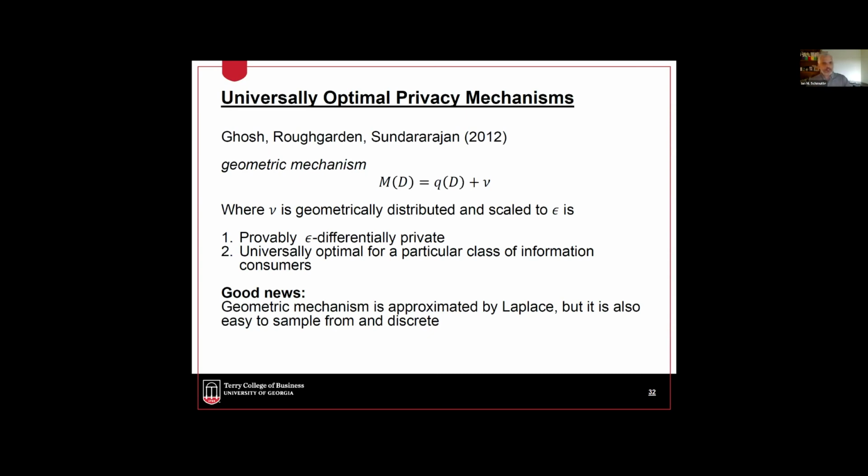And this is not only theoretically interesting. The way this works is the geometric mechanism, as it turns out, is able to publish count data in a way that makes the constraint that the publication be differentially private tight. So you're getting as much information out of the publication as you possibly could. So the good news is that the geometric mechanism is approximated by the Laplace distribution, which, as we've seen, is in regular use, and we'll see in the second talk. But it's also easy to sample from and discrete, so it works well with these kinds of count data.